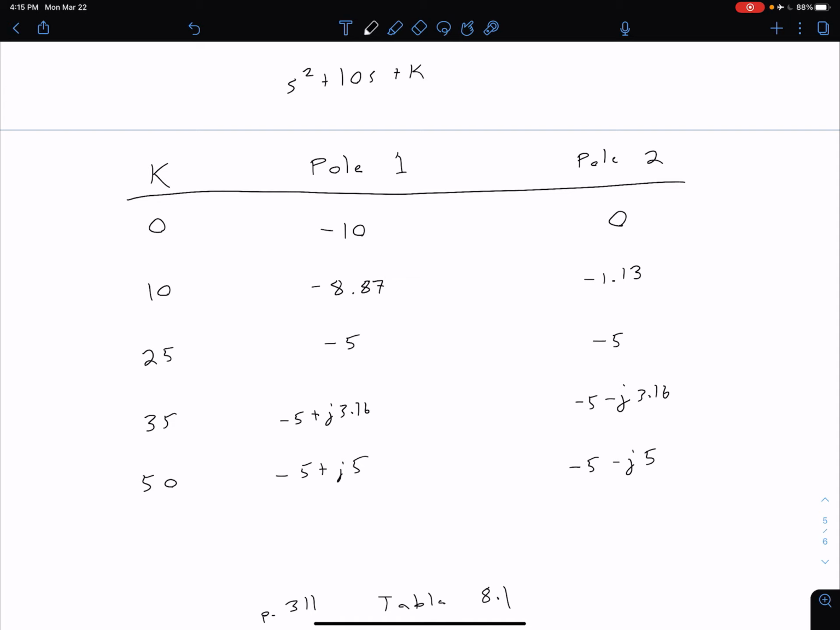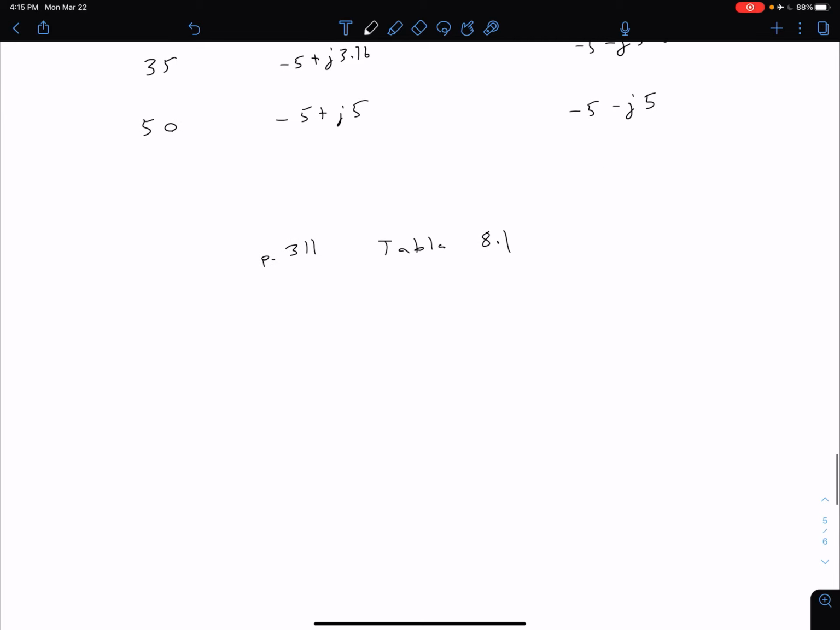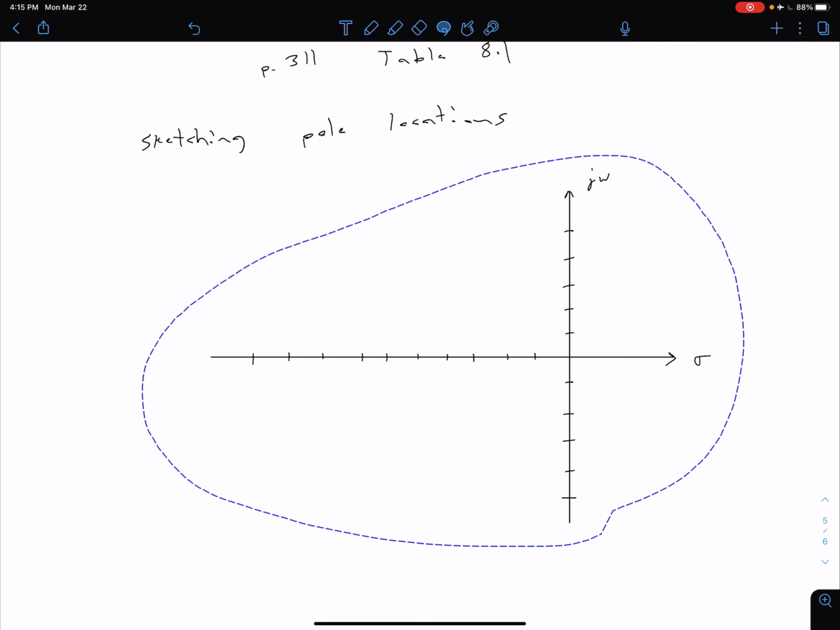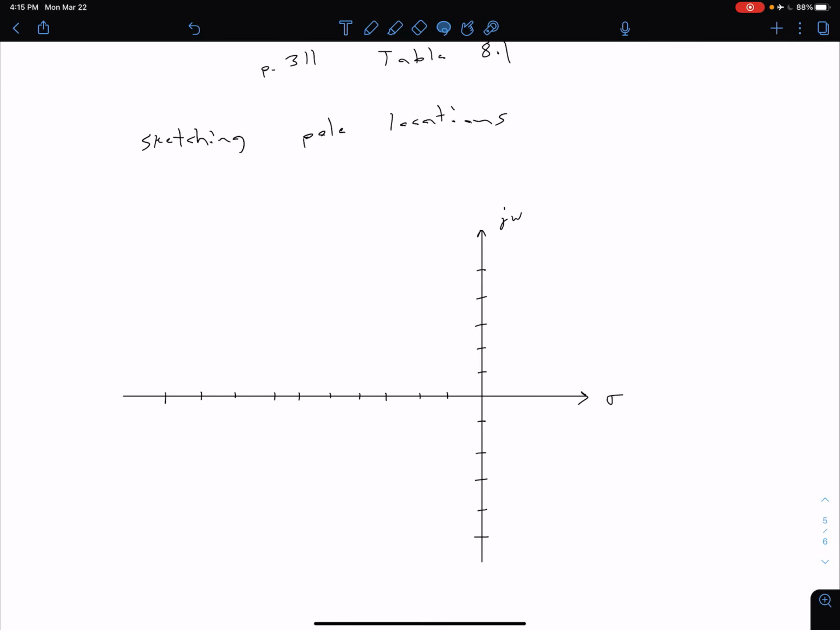Again, there are some more values in that table in the textbook, but I think this is good enough to start getting an idea of our root locus by sketching our pole locations, which ultimately, remember, is what our root locus is. So let's sketch our pole locations. Let me go ahead and paste this plot here.